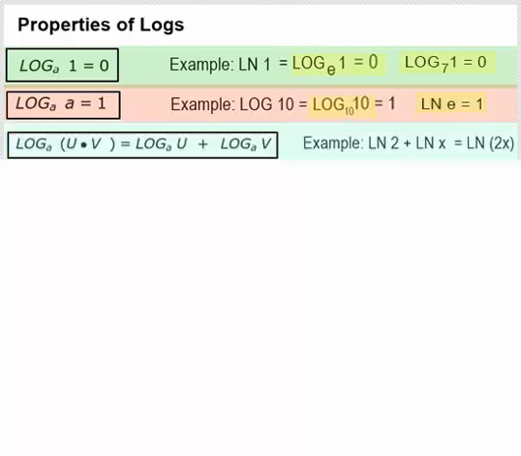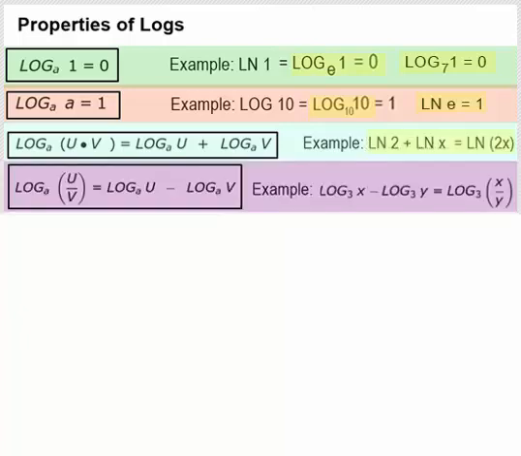The next property is what I call the product rule for logs. Log base a of u times v equals log base a of u plus log base a of v. So when we're taking the log of a product, we add logs. Here's an example. ln of 2 plus ln of x. By this property, we can rewrite that as ln of 2 times x.